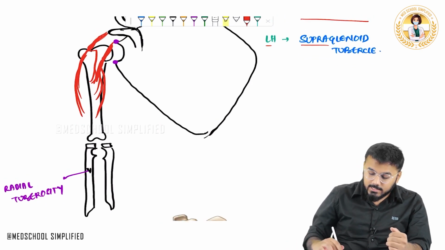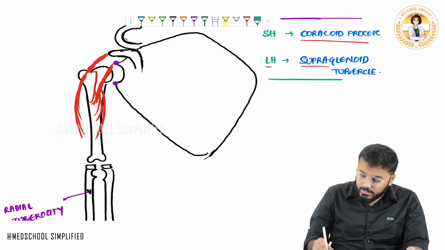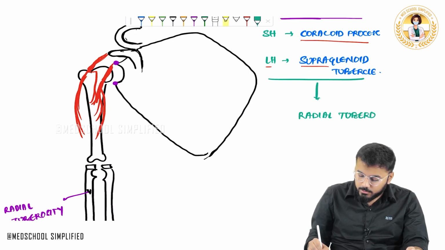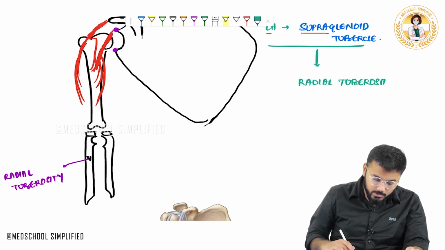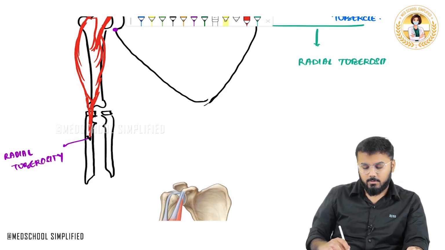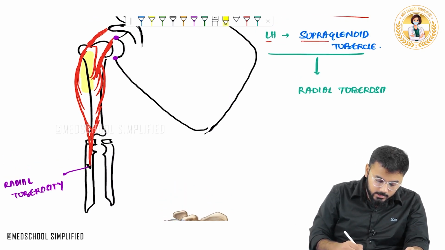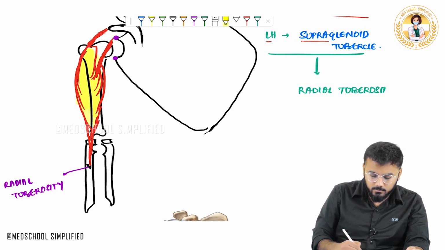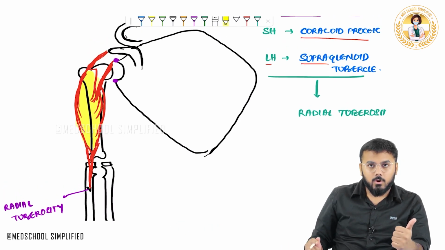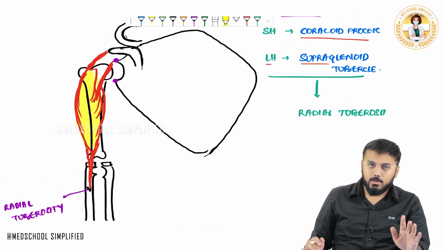And where does this muscle get inserted? Yes, this entire muscle gets inserted onto the radial tuberosity, which I have already shown you below here, right? So this is the muscle which is getting inserted all the way till the radial tuberosity. Okay, so this entire thing is your muscle. So this is your biceps brachii muscle. So short head arises from the coracoid process, long head arises from the supraglenoid tubercle.